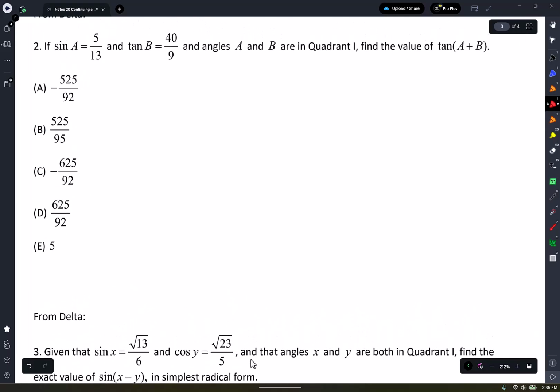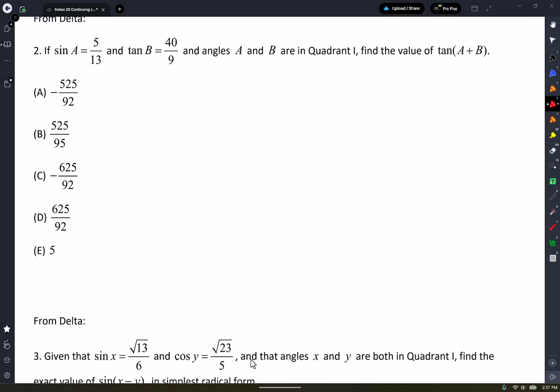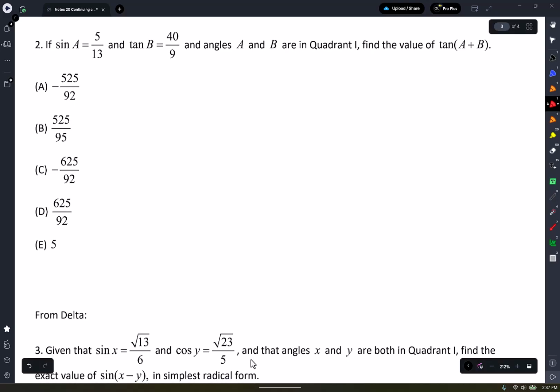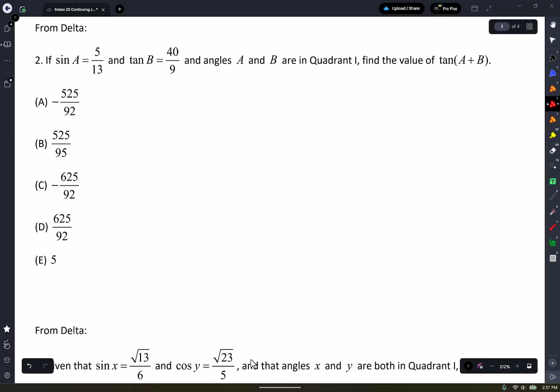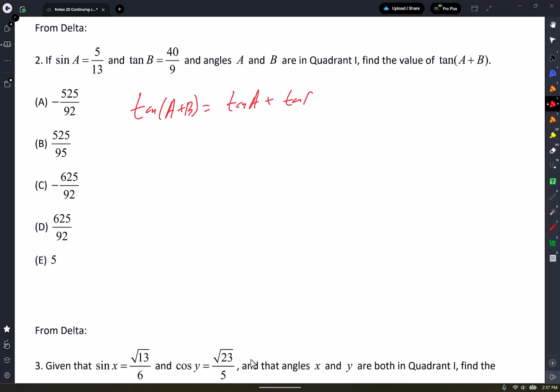No? Okay. Sine A is 5 over 13, tan B is 40 over 9, and angles A and B are in quadrant 1. Find the value of tan A plus B. So here we go, guys. Tan of A plus B is equal to tan A plus tan B over 1 minus tan A tan B.